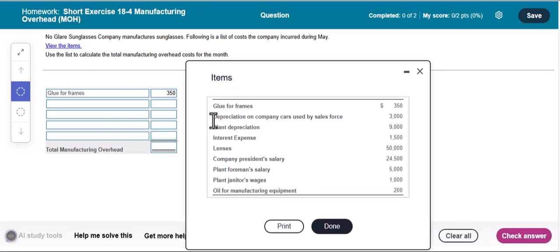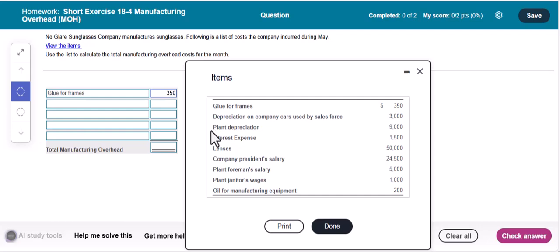Next on the list we have depreciation on company cars used by the sales force for $3,000. The salesmen drive around and help sell these sunglasses. This is depreciation on the cars, so the cars are used to sell but not to make. So this is not a product cost at all. That would be a period cost.